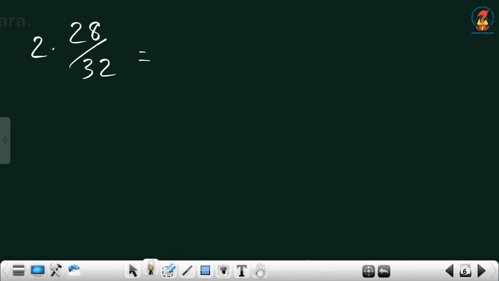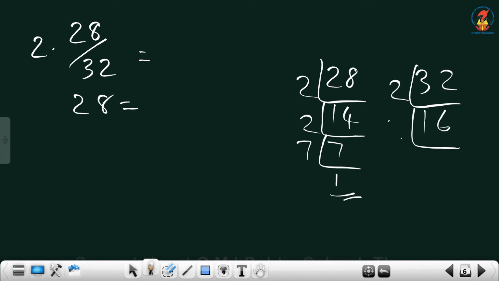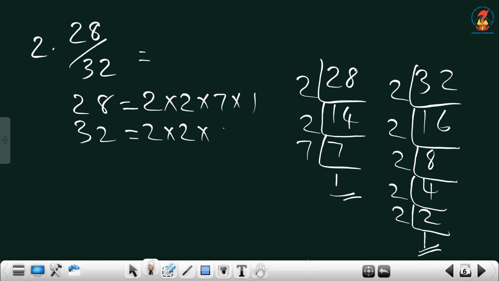The next one is 28 by 32. Here also we need to find the HCF. After that we need to divide the numerator and denominator by HCF. 28 equals 2 2s are 4, and 2 7s are 14, 7 ones are 7. And 32, that also I will do it like this: 2 16s, 2 8s, 2 4s, 2 2s, then 2 ones. Here 28 equals 2 into 2 into 7 into 1, and 32 equals 2 into 2 into 2 into 2 into 2 into 1.